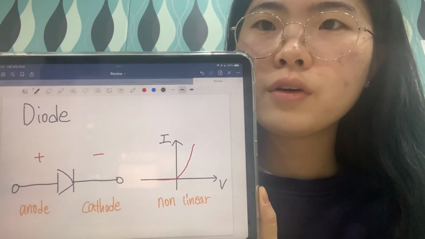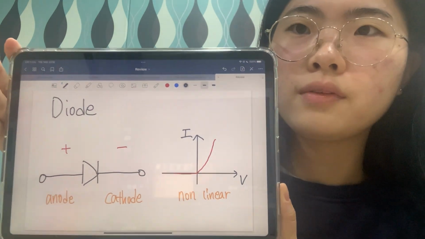Today we're going to talk about diode and PN junction. First, let's talk about this diode.